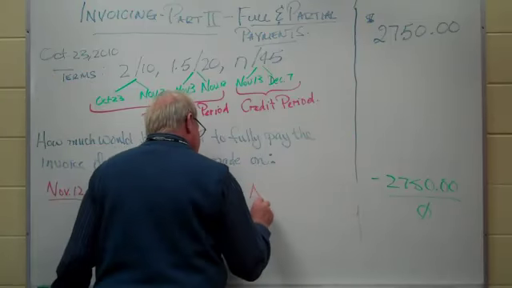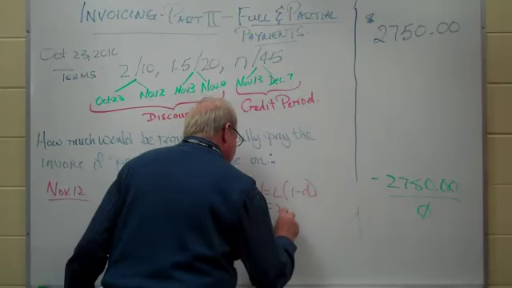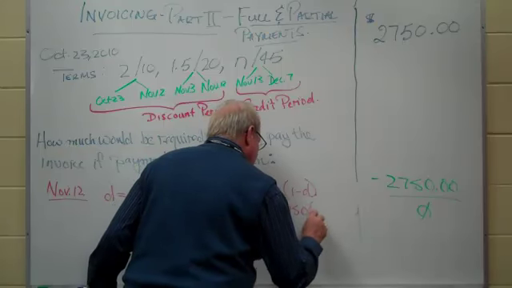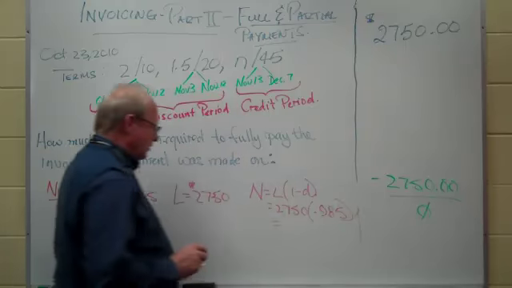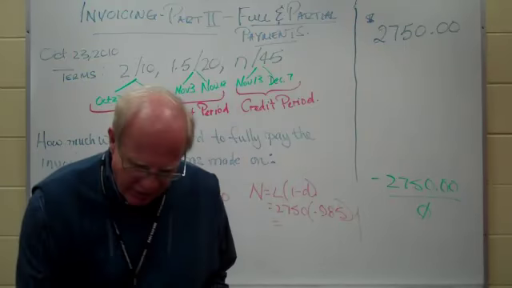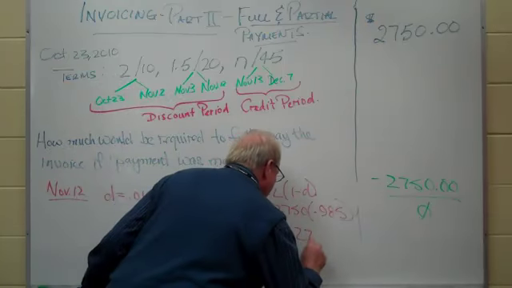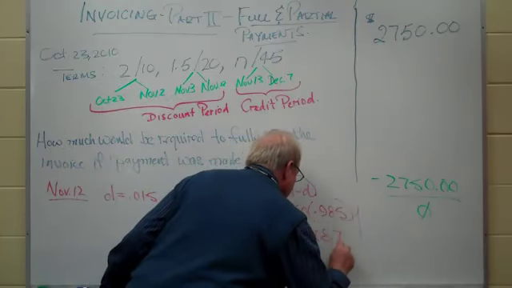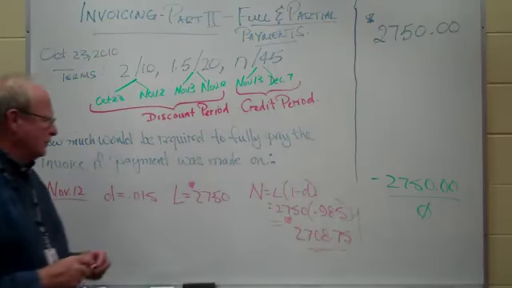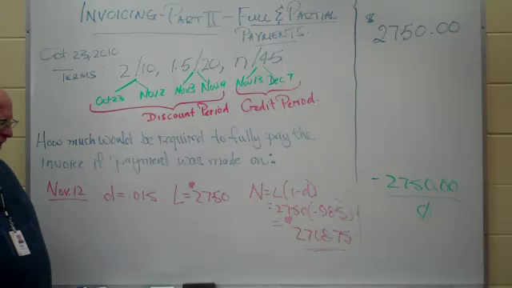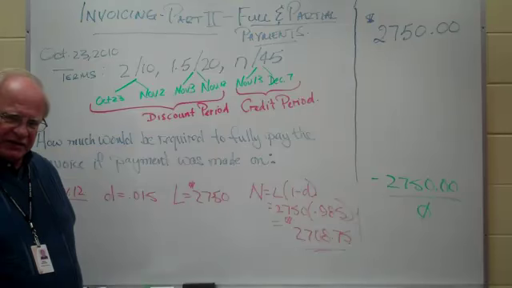So net is list times 1 minus discount. So we have $27.50 times 0.985. Do this on your calculator. 27.50 times 0.985 is 27.0875, so about $27.09. They would have to submit or remit that amount, and we would credit them with the full amount of $27.50.